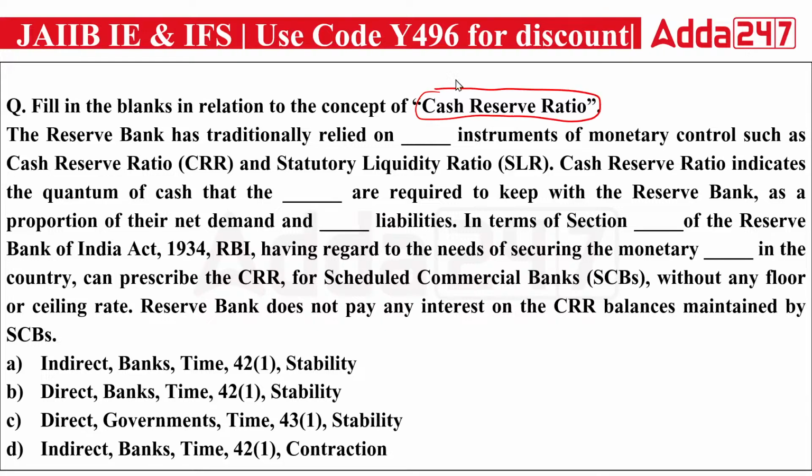The filling-the-blanks concept is clear here. We are talking about the cash reserve ratio. In the CRR, all the scheduled commercial banks have to maintain a percentage of NDTL with RBI in the form of cash. That's what CRR is. The Reserve Bank has traditionally relied on dash instruments of monetary control such as CRR and SLR. So now you can eliminate the options. The question is asking about CRR and SLR, which are the instruments RBI has traditionally relied on for monetary control.